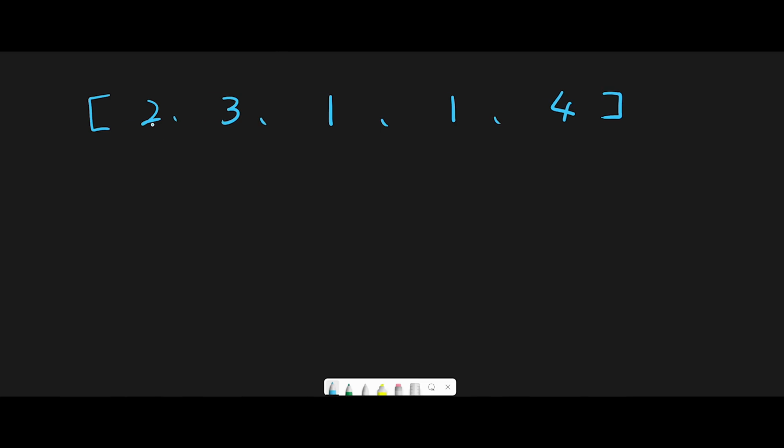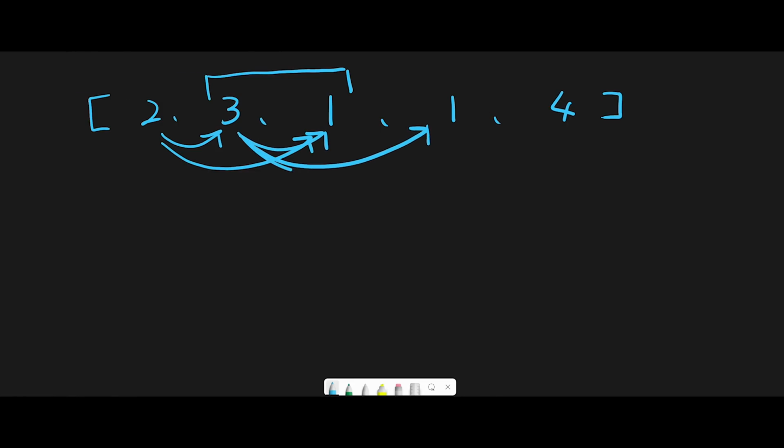In this case, max jump is 2, so we have two choices: jump to index 1 or index 2. But the problem is we don't know whether we should jump to index 1 or index 2, right? So let's think about the next possible position. From index 1, we can reach index 2, index 3, or index 4, right? And from index 2, there is only one way, jump to index 3.